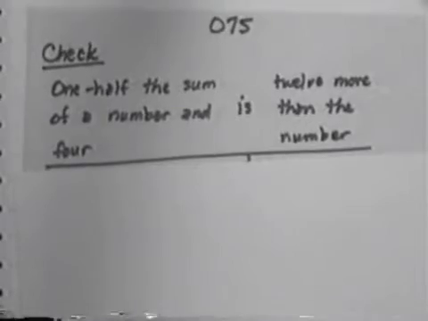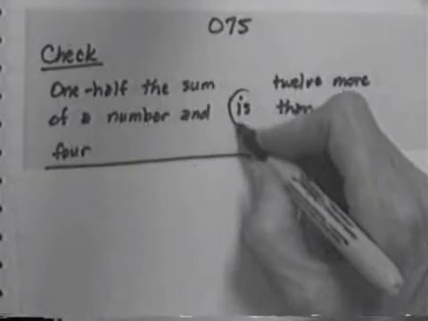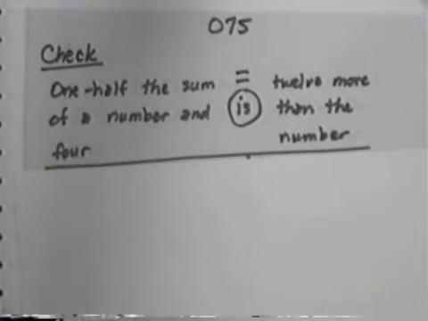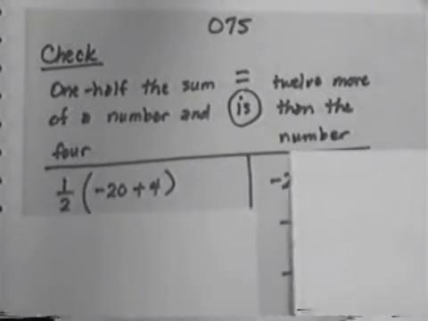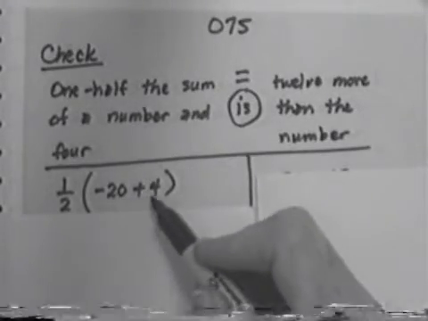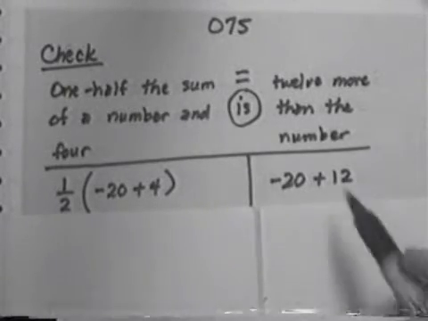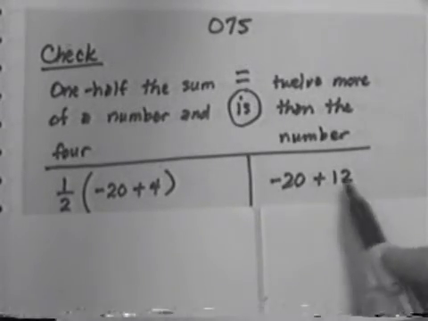I have rewritten the words in the check format so that we have 1/2 the sum of a number and 4. Here's the "is" for the equals mark. 12 more than the number. So on the left-hand side of the equals, I'll fill in 1/2 the sum of the number and 4. My number is -20, so 1/2 of the sum of -20 and 4. On the right, 12 more than the number. I have 12 more than -20, which is -20 add 12.